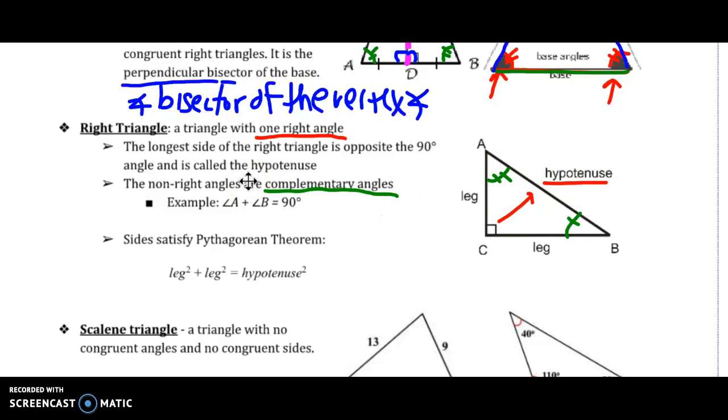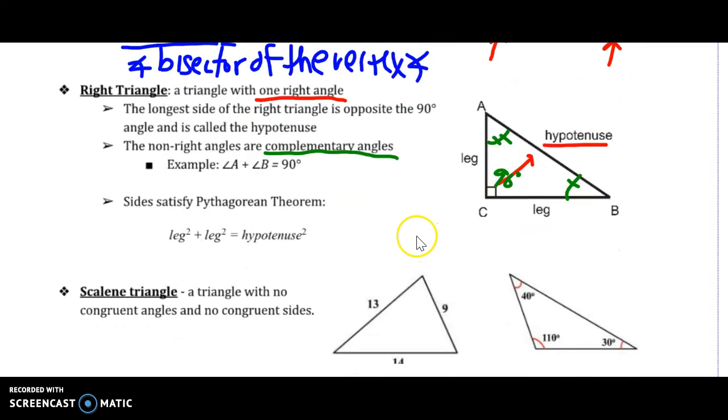If all the angles have to add to 180, we already have a 90-degree angle here, then the other two must add to 90. Additionally, a review from 8th grade, the sides must satisfy Pythagorean theorem. So if we square one leg, add it to the square of the other leg, we get the hypotenuse squared. Again, that will come up much later. We're going to do that in another unit. But I thought I'd add that to the card for now.